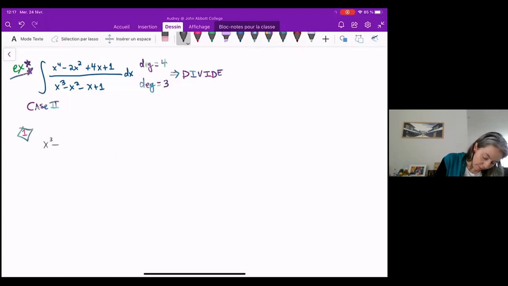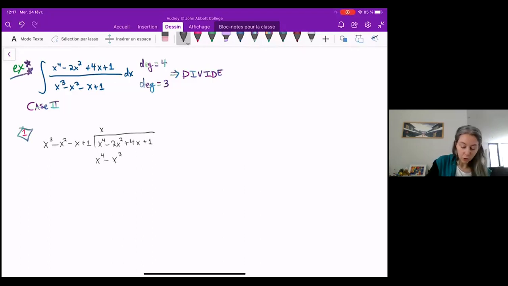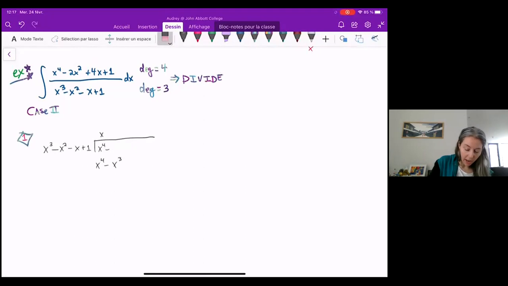So I'm going to have x cubed minus x squared minus x plus 1 goes into x to the 4th minus 2x squared plus 4x plus 1. X to the 4th over x cubed gives me an x that I multiply down. Notice I have this x cubed missing here, so if I want, I can write plus 0x cubed so that things line up nicely. Not necessary, but can be helpful.